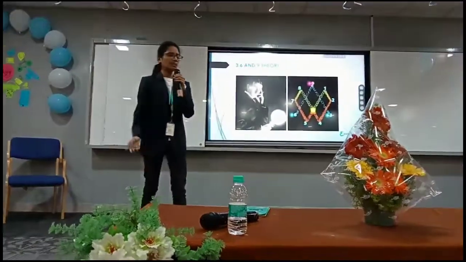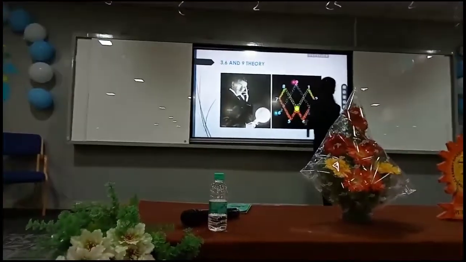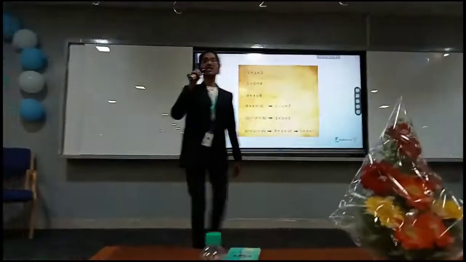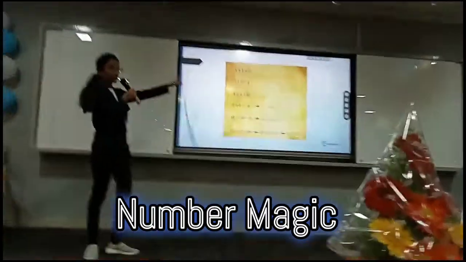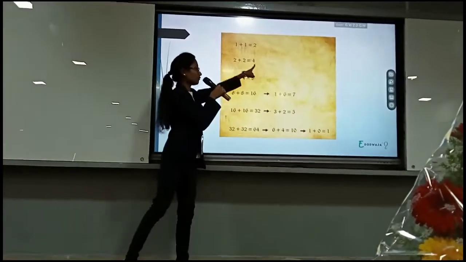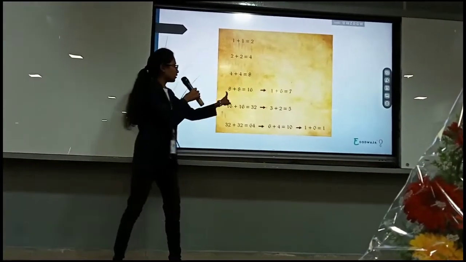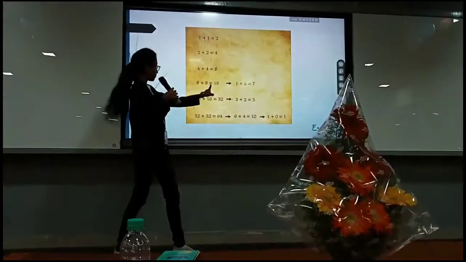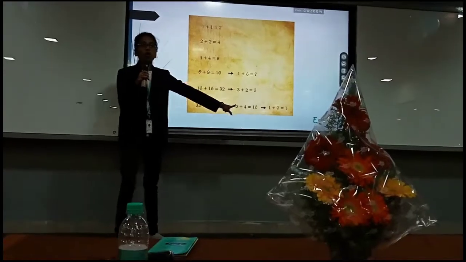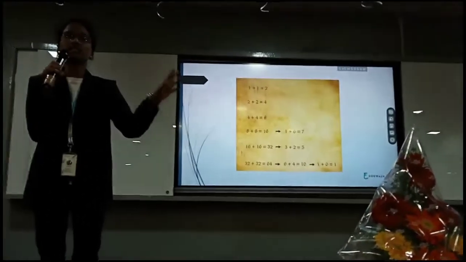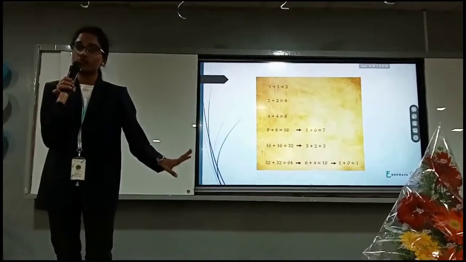Now I will explain what the magic behind these 3 numbers is. See this. First consider the number 1, double it, you get 2. Again double it, you get 4. Double it, 8. Add the digits of 16, you get 7. Double it, 32. Go up to infinity, you will never find the numbers 3, 6 and 9. You are never going to find those numbers.